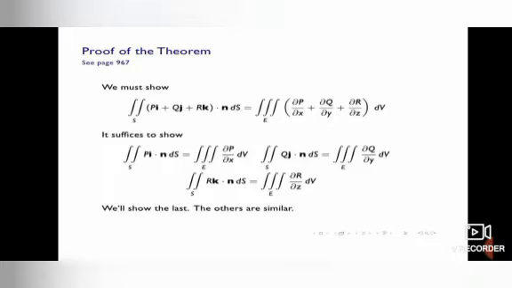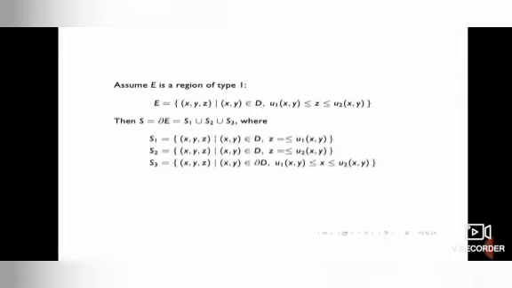It suffices to show that the surface integral of Pi vector dot n cap dS is equal to the triple integral of dou P by dou x dV. Similarly for Qj and Rk. So we will show the last; let us consider the others are similar. Assume E is a region of type 1. Then E is the set of x, y, z in the area D of x, y, given by the upper limit u2 of x, y and the lower limit u1 of x, y for the region z. Similarly for x and y.